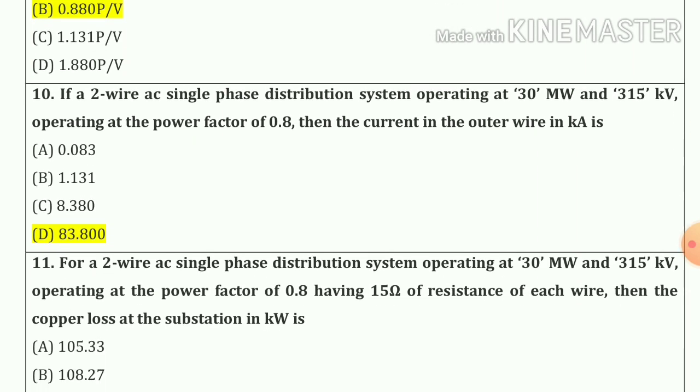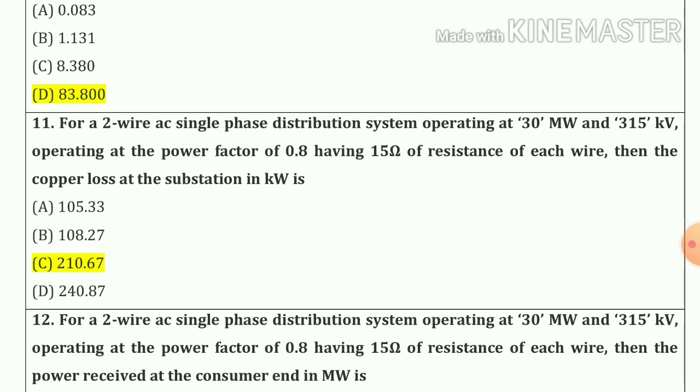Question number 10. If a two-wire AC single-phase distribution system operating at 30 megawatt and 315 kilowatt operating at the power factor of 0.8, then the current into the outer wire in kilo ampere is 83.800. So our answer is option number D.